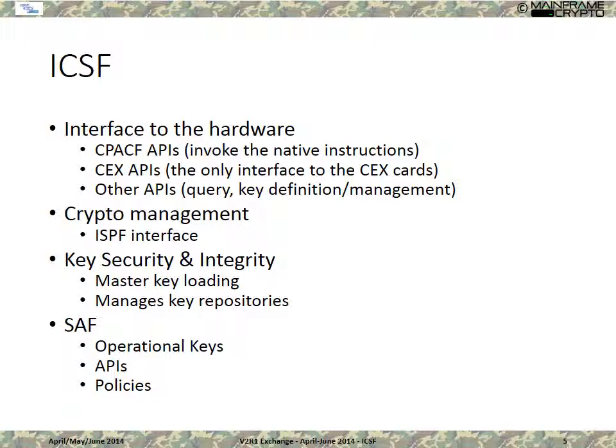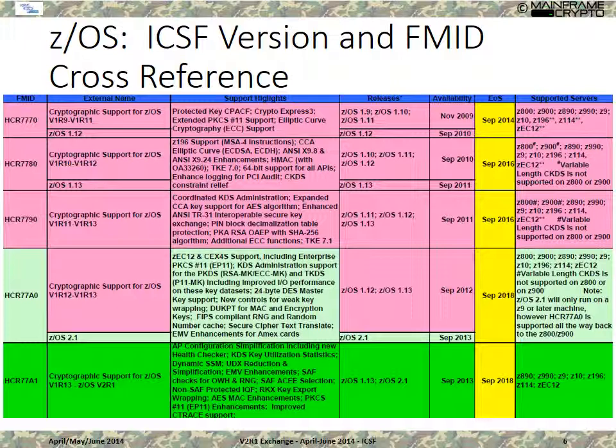Let's go to slide 6. This slide is a cut and paste from a tech doc that is available at the IBM Tech Docs website, www.ibm.com/support/techdocs. What it shows is the recent current versions of ICSF. That tech doc also has a history page, so it's got some of the older versions in there as well. Now, what this shows is the version of ICSF and how it was distributed.